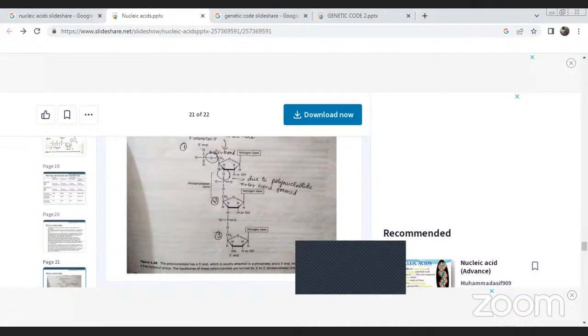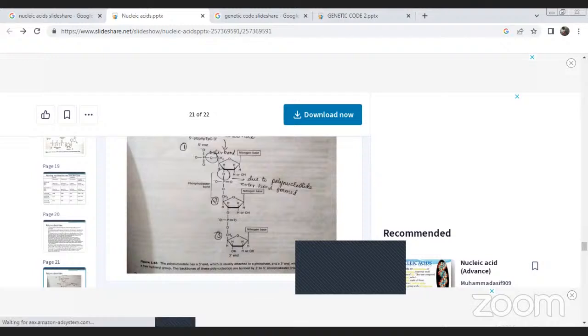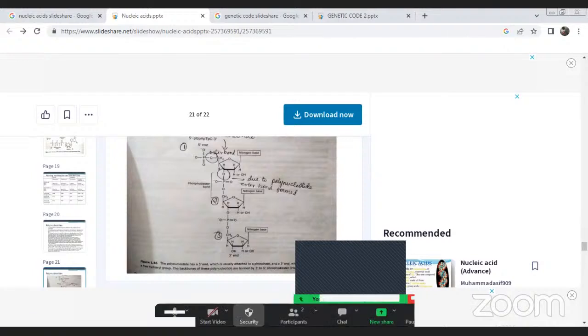Okay, and next one is the molecules of purine base pairing with the pyrimidine base: A equal to T and G equal to C, according to Chargaff's law. A equal to T: the two bonds are present between adenine and thymine. One is the purine, another one is the pyrimidine. Next one is guanine and cytosine, G equal to C. These are A equal to T and G equal to C.